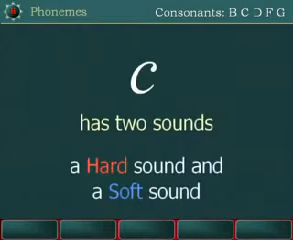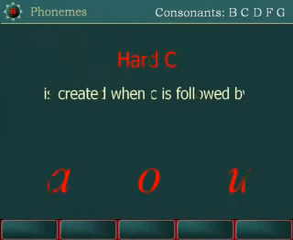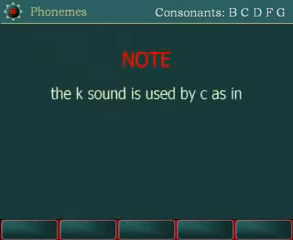C. The letter C has two sounds, a hard sound and a soft sound. Hard C is a sound created when C is followed by A, O, or U. Note that the K sound is used by C as in cat.